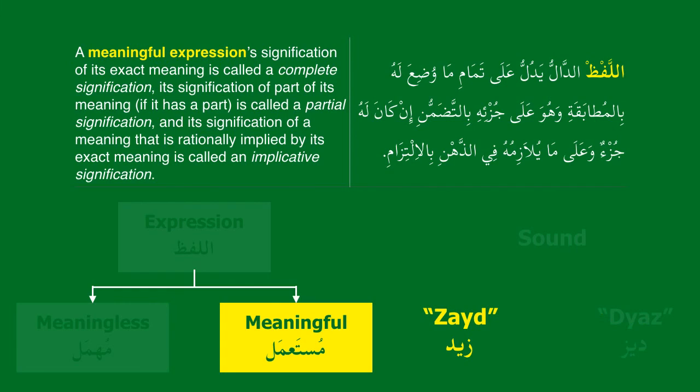Whereas the other expression, Zaid, is meaningful. It has the meaning of the particular person who has that name. And because it's been assigned this meaning, it's called a meaningful expression. So the expressions that logicians are interested in, like most people, are meaningful expressions. So meaningful expressions, they signify their meanings.